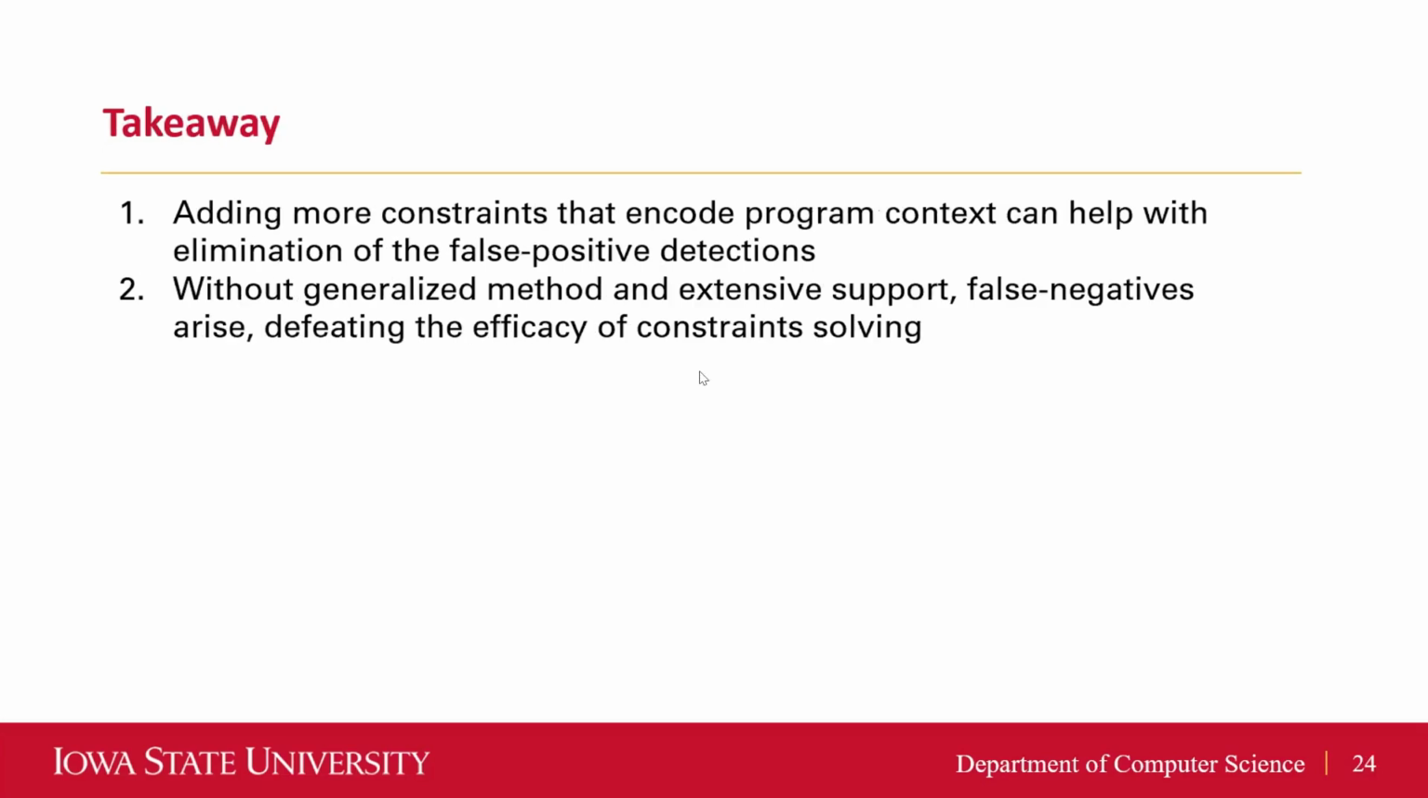And so the takeaway is that adding more constraints that encode program context can help with elimination of false positives, but without a generalized method and extensive support, false negatives and other weird anomalies can also arise, and that can defeat the purpose of data race detection. And yeah, that would be it for me. Thank you.